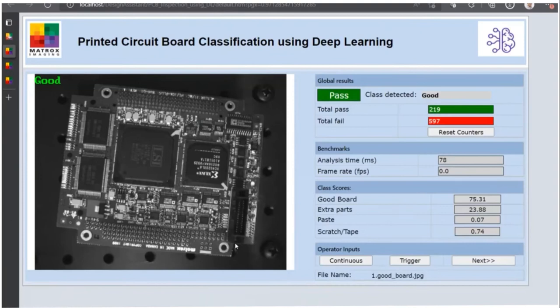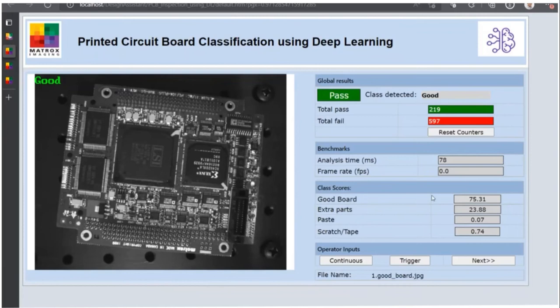In this section, we'll briefly go over 3 practical examples of this deep learning technology. This first one we're seeing over here is, as we mentioned, a PCB or printed circuit board inspection or classification using deep learning. We trained a CNN with about 60 to 70 images per class. We have 4 different classes.